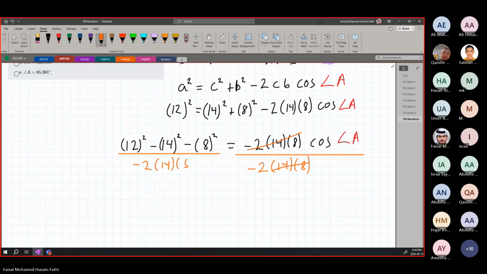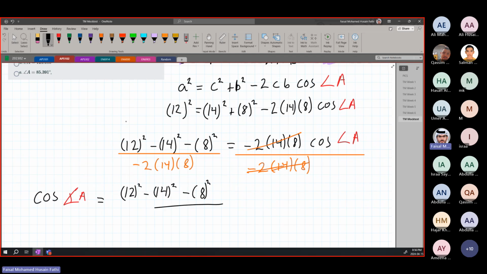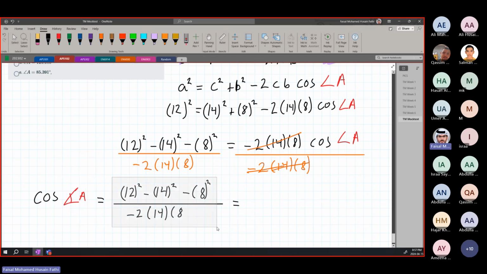So now we're going to have an equation, which is cosine A is equal to 12 squared minus 14 squared minus 8 squared divided by negative 2 times 14 times 8. Let's just put this in the calculator. So 12 squared minus 14 squared minus 8 squared. Again, in the calculator, write it the exact same way I'm writing it here.